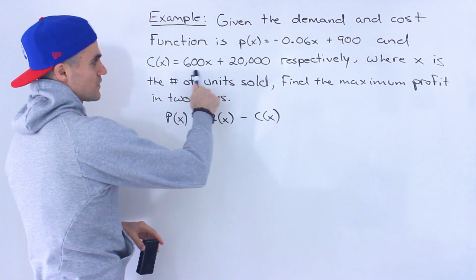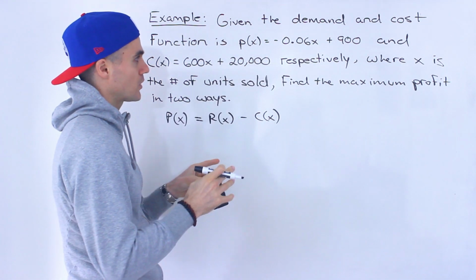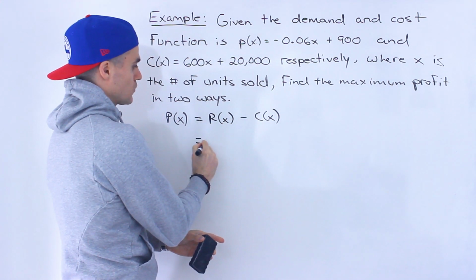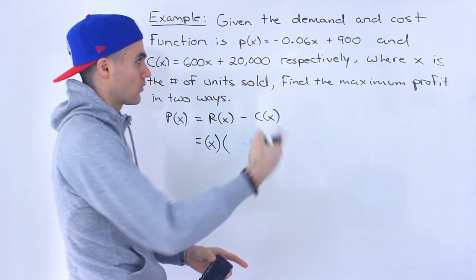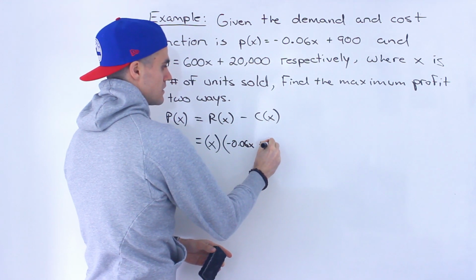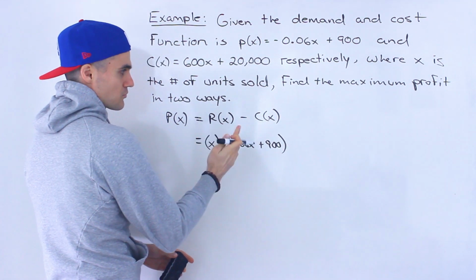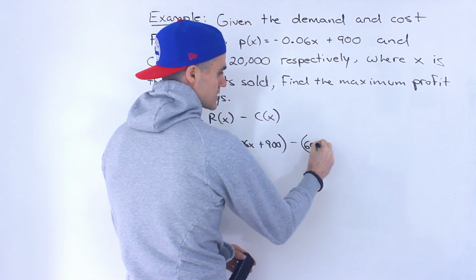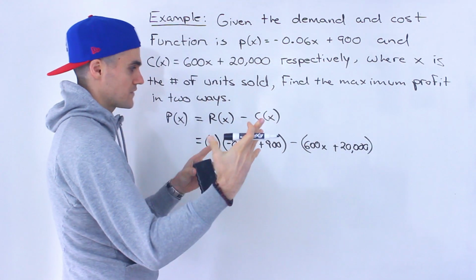And notice we're given the cost function here, but we're not given the revenue function, we're given the demand function. But if you remember, the demand function is like the price per unit, and revenue is equal to the number of units sold times the price per unit, or the demand function, which is negative 0.06x plus 900, like that. So these two brackets multiplied is the revenue, and then we're going to be subtracting the cost function. You got to be careful, put it in brackets like that, right? You're subtracting that whole cost function.